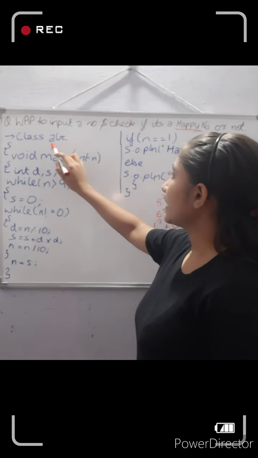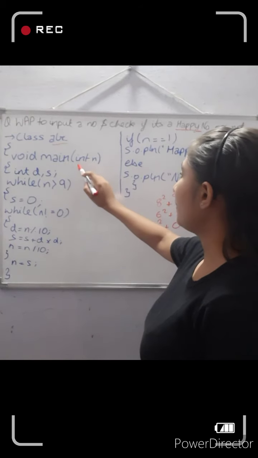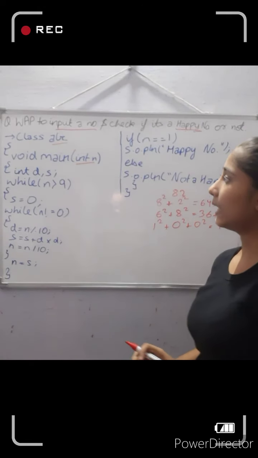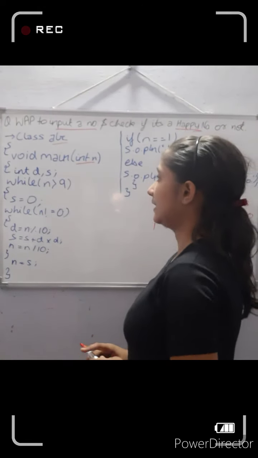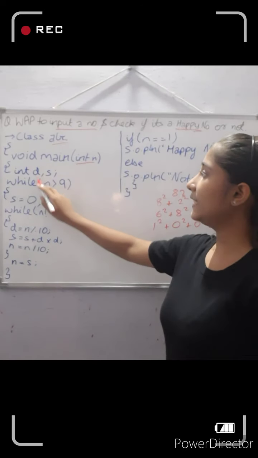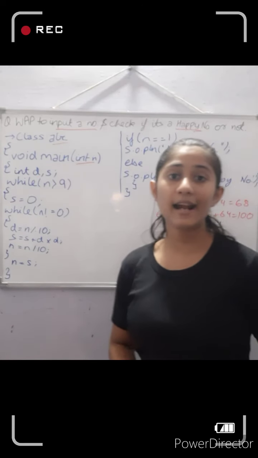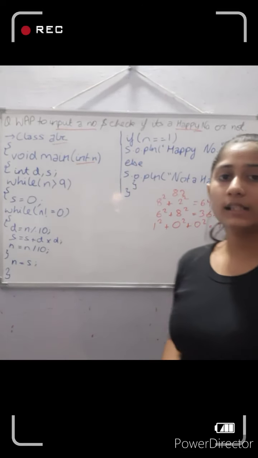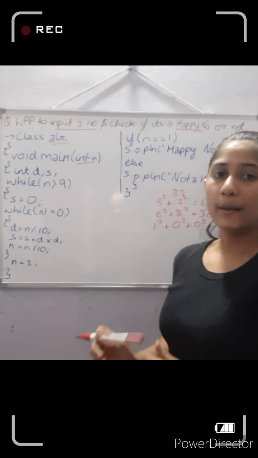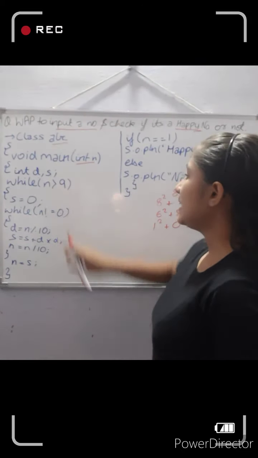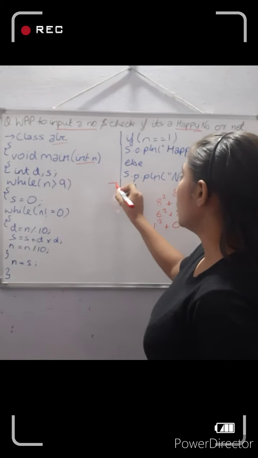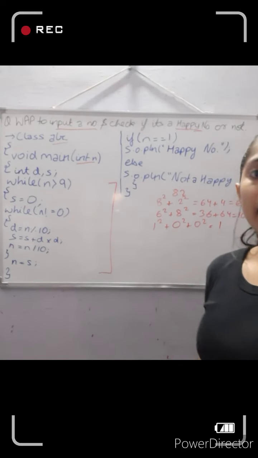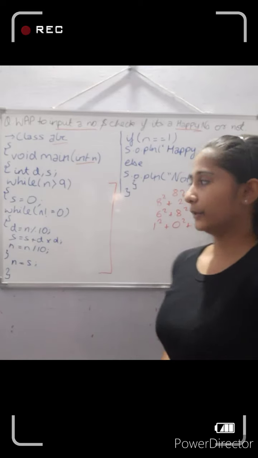You can take any class name, for example ABC. In void main, you have to write integer n, as the question is asking the user to input a number. Now integer d and s. Over here we have taken a variable d to extract the last digit of the number, and an integer s to store the value of the sum. While n is greater than 9. This means that this while loop will continue running if the number n is greater than 9. That means it is more than a single digit number.